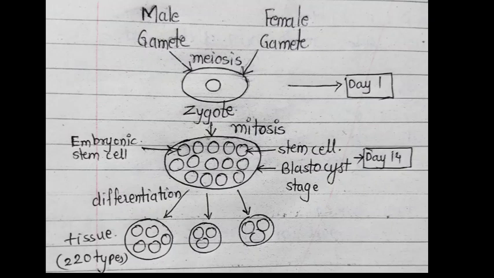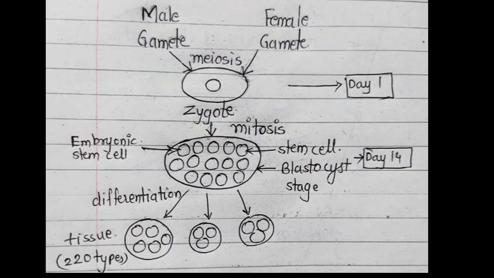Hepatocytes that will form the liver cells, and neurons that will form from the differentiation process. Many more are there, they are just examples. So just imagine, from one single zygote 220 different types of embryonic stem cells are developed, and these stem cells are the primary type of undifferentiated cells having the self-multiplying ability. They are called the parent cells of all types of human cells.